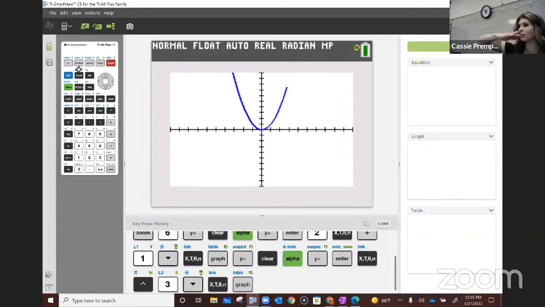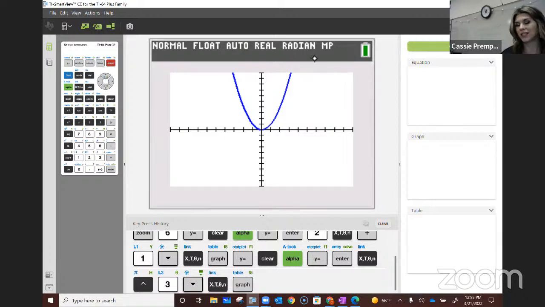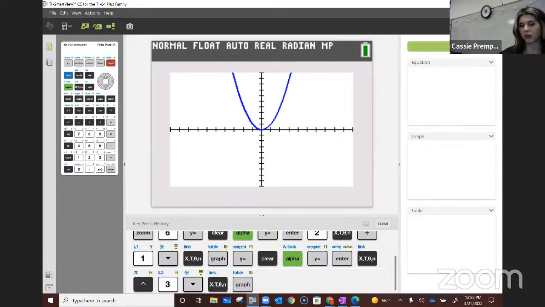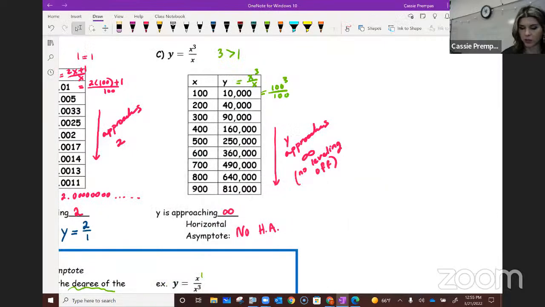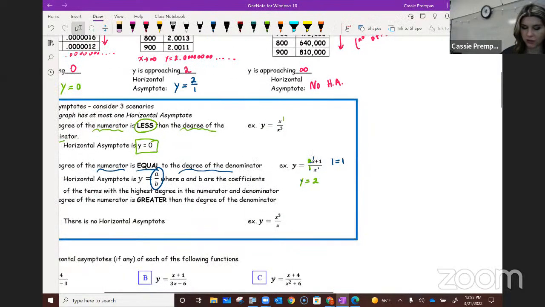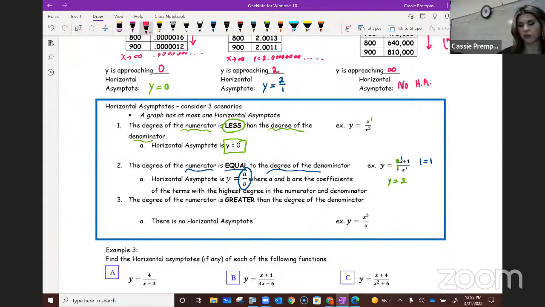Notice how there's no level, there's no straight horizontal line across. This graph's just going forever and ever up and down. That's because the degree of the numerator is bigger than the denominator. Okay, so that's the final case. If the degree of the numerator is greater than the degree of the denominator, there will be no horizontal asymptote.